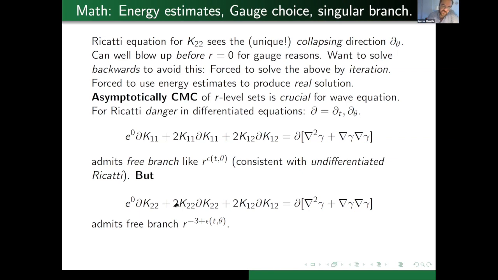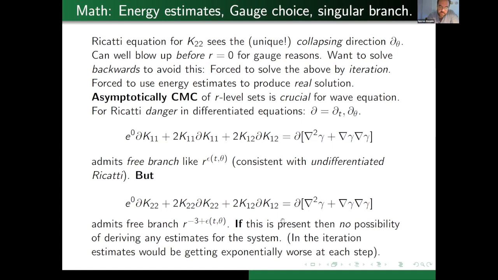So the existence of this we could call a linear instability. The differentiated equation has an instability which is not there for the undifferentiated. If this free branch was really there, you would not be able to prove estimates, right? If your first derivatives are really singular, then there's no way to prove that the undifferentiated thing is not singular. And the way to avoid this free branch, to eventually prove that it's not really there, is, since you're solving backwards, you can set this free singular branch to 0.